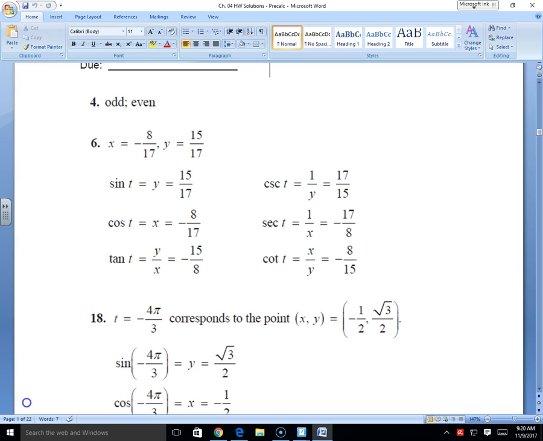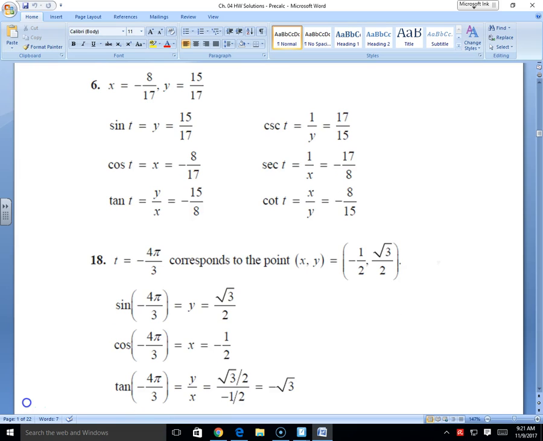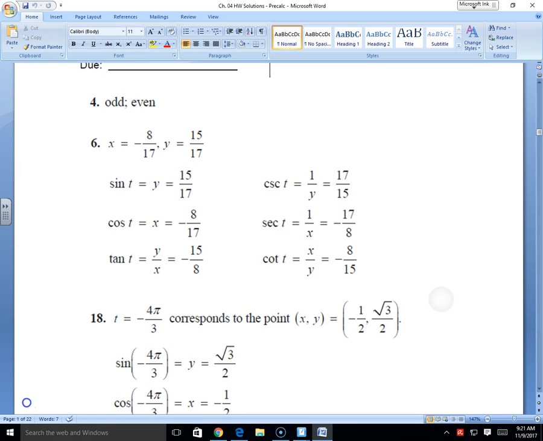Cosecant, flip sine. Secant, flip cosine. Cotangent, flip tangent. This one wasn't unit circle, but it was still SOHCAHTOA, or, if you want to think about it, using the x and y formulas we wrote down in our notes. Sorry, do you guys get number 4, odd and even? Okay.